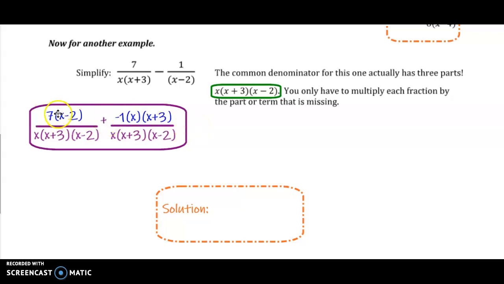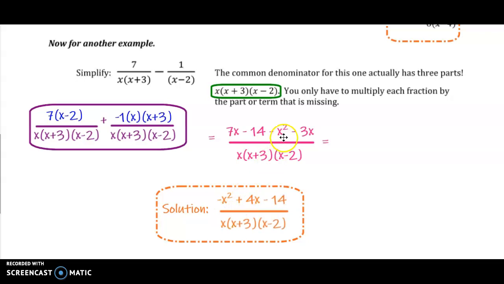So, distributing my 7, distributing my negative 1x, I end up with 7x minus 14. And then negative x times x is negative x squared. Negative 1x times 3 is negative 3x. Now I'm going to need to combine any like terms I have and put it in standard form. So my final solution gives me negative x squared, 7x minus 3x is 4x, minus 14, all over my common denominator of x times x plus 3 times x minus 2.